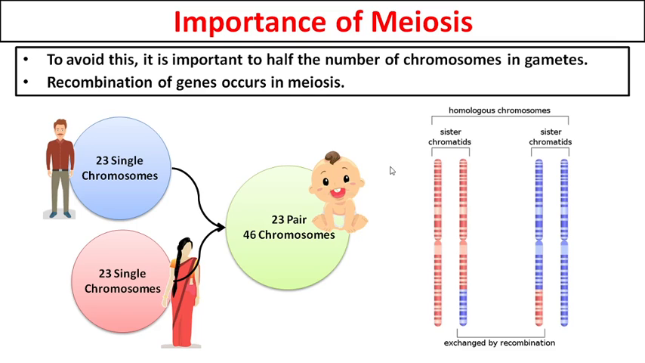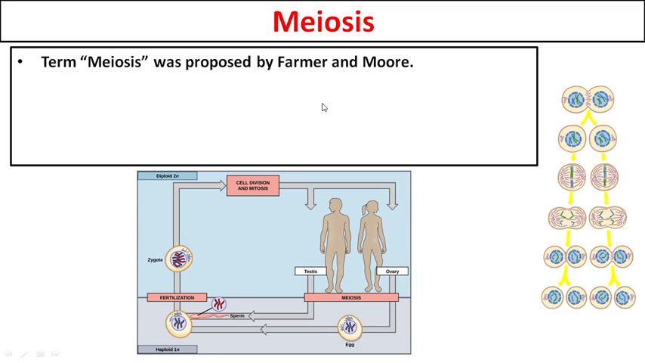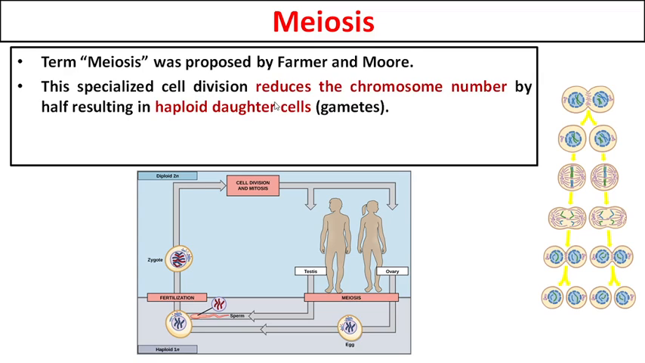Clear? This is why you are different from your mother and father, and you are also different from your siblings. You are not the same as your sister or your brother. The reason is there have been different kinds of such genetic recombination occurring in the body. Fine. The term meiosis was proposed by Farmer and Moore. This specialized cell division reduces the chromosome number by half, resulting in haploid daughter cells. These haploid daughter cells make gametes.